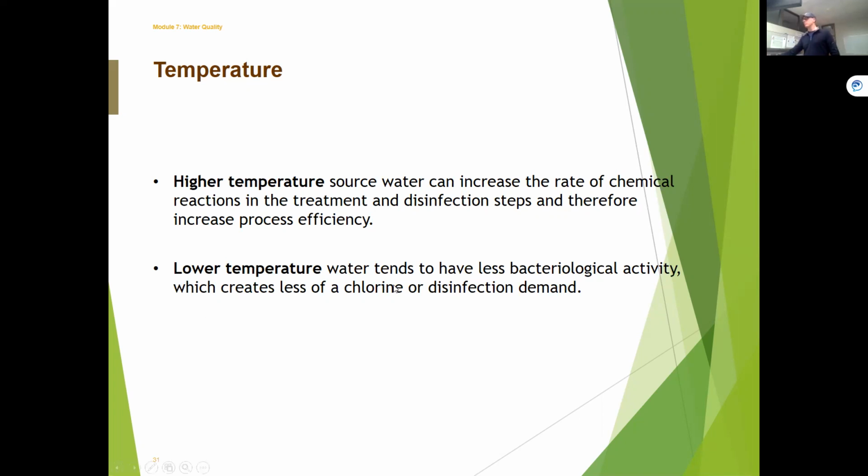At lower temperatures, water tends to have less bacteriological activity because everything's cold. But the reaction takes longer. So you need more chlorine or chemical because of the slower reaction. Think of it this way. Nobody likes to work when it's cold, especially here. If I have to send my guys out and it's -20, -30, nobody really wants to work when it's cold. So always think about that when you're dealing with your chemistry. Nobody likes to work when it's cold.